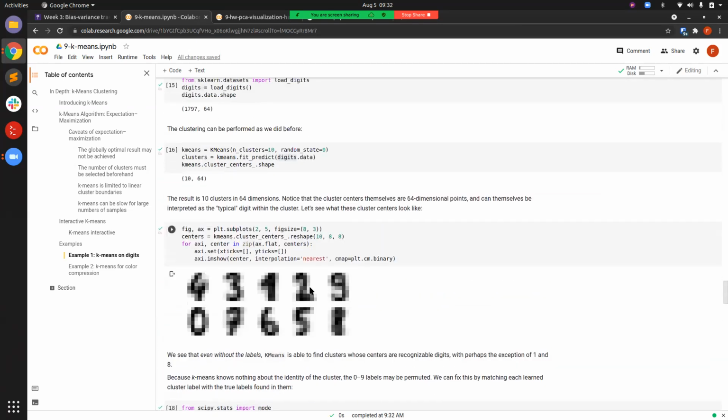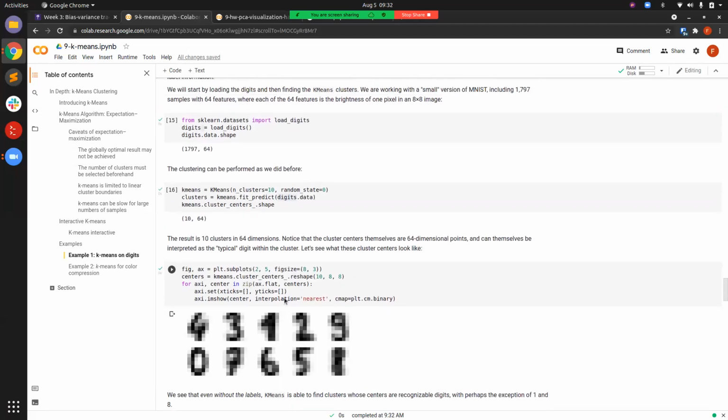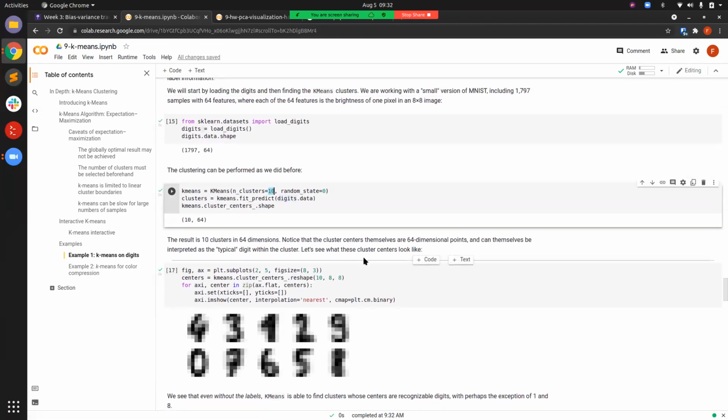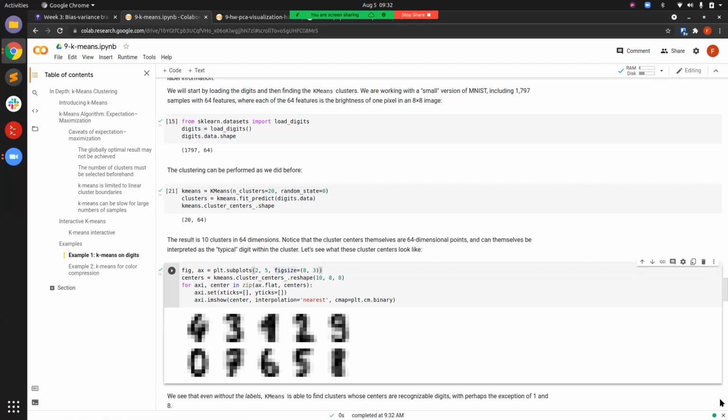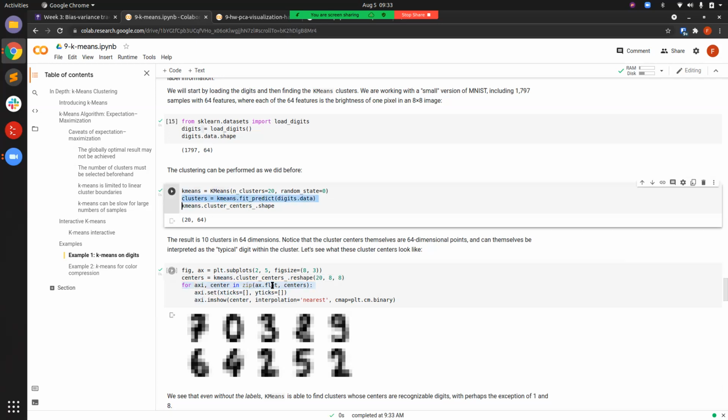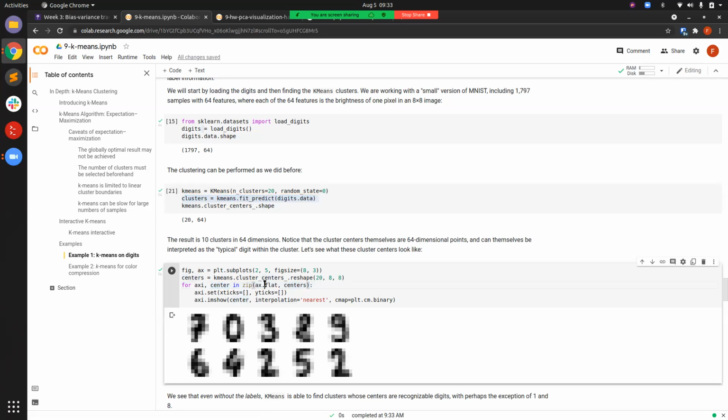Let's take a look at what happens. What do you think will happen if we try to find more than 10 clusters here? Let's see how it does. I'm going to ask it to find me 20 clusters. Okay, let's see. Did not give me 20 clusters. I mean, it did give me 20 clusters, but I'm not plotting them.